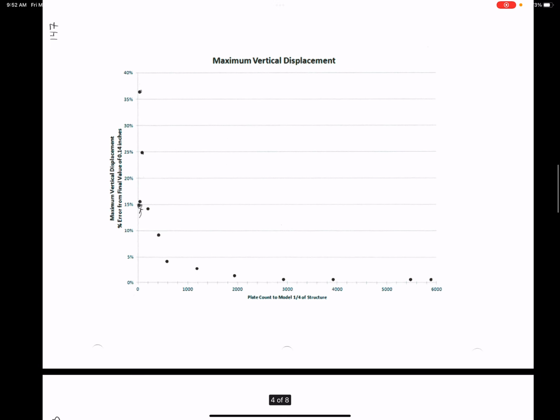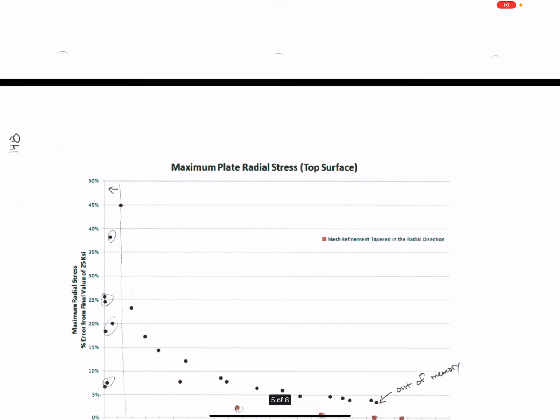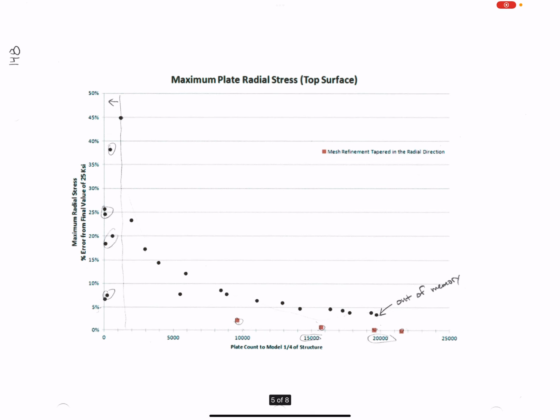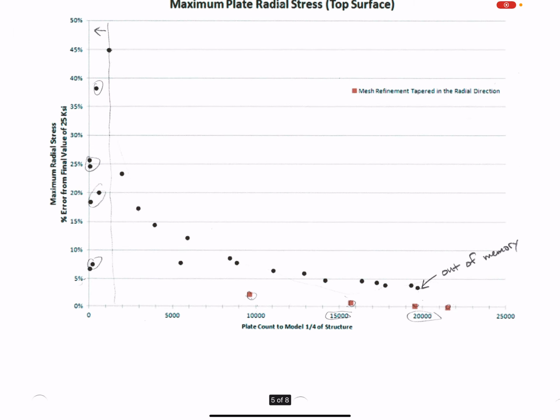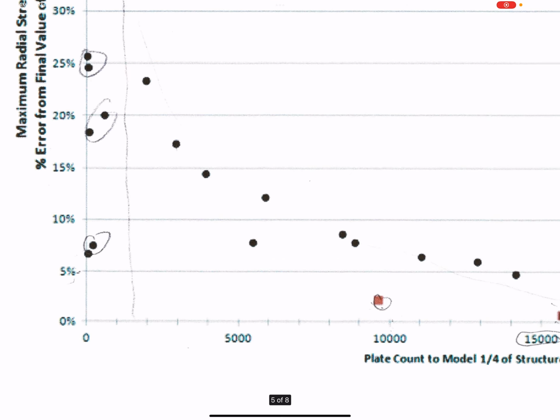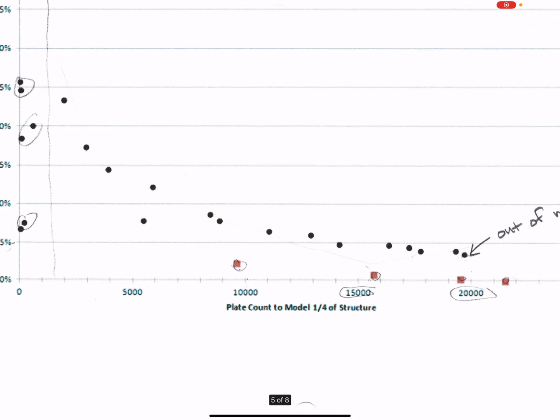I'll post this. When he did this, you can see the percent error in our vertical displacements, how quickly we came down with the number of plates. Stresses, though, as you can see, all the way out to 20,000 plates. Right there, you're out of memory. The computer just couldn't analyze any more plates than that. But in the grand scheme of things, if we look at the percent error, I probably would have felt good way back here at like 10,000 plates, depending on what we were designing, how critical it was.